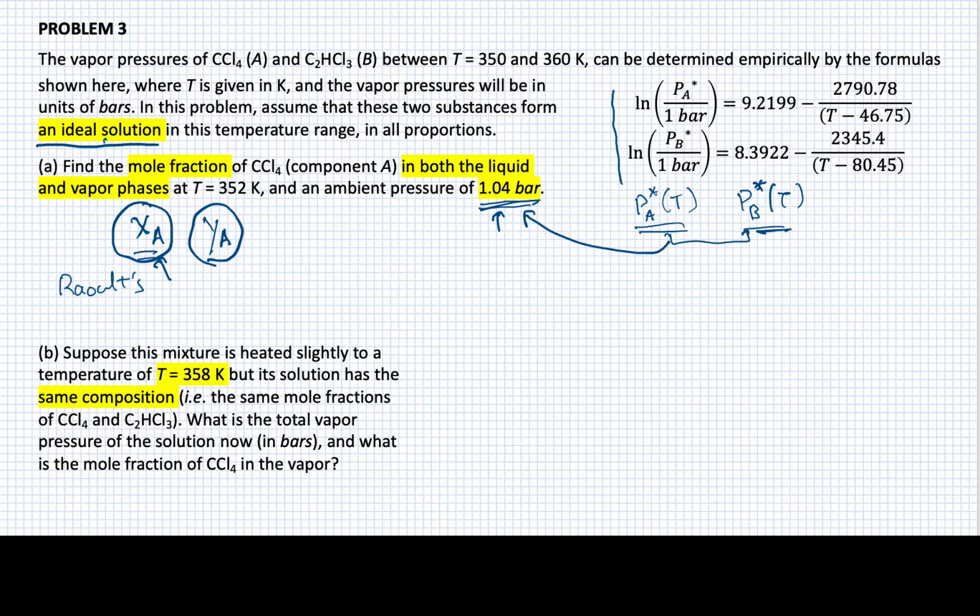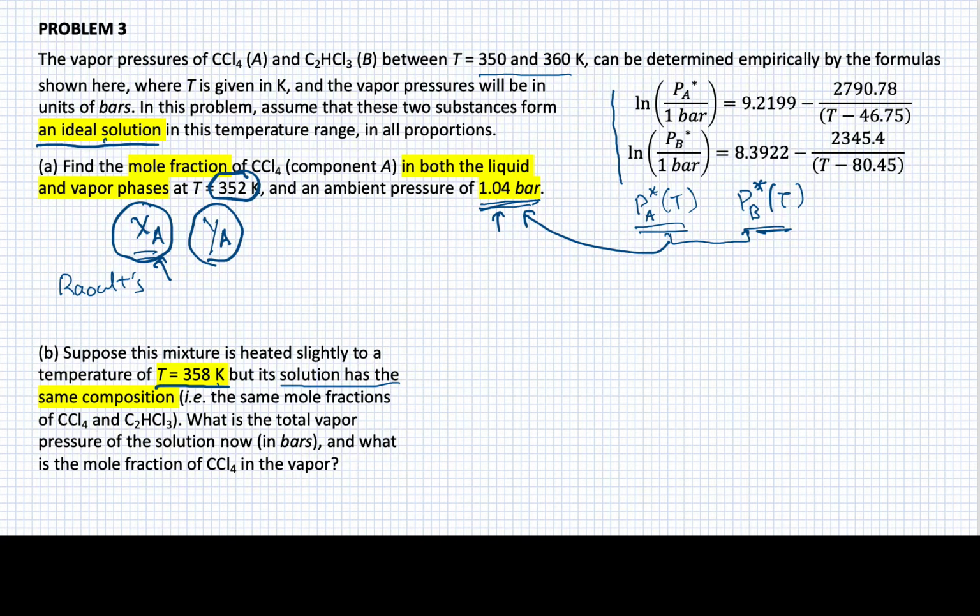So this is, I think, a really interesting problem in that you're given some key pieces of information, things that you presumably could measure experimentally for a pair of substances that are in a narrow temperature range, and be able to get the mole fractions in both the solution and the vapor phase out of this. All right, now if we suppose that it's heated up slightly to 358, now this isn't heating up a lot. We're at 352 in the first part and 358 in the second part. All right, but we're going to say the solution has the same composition.